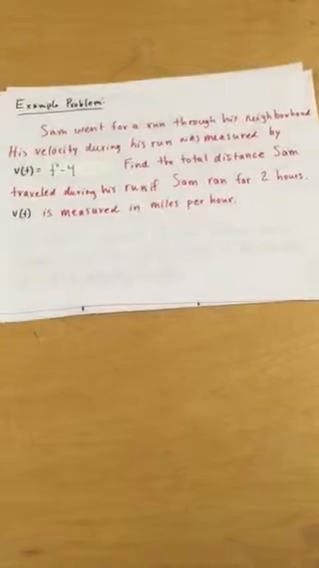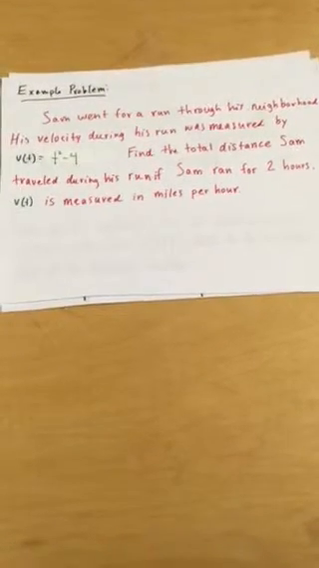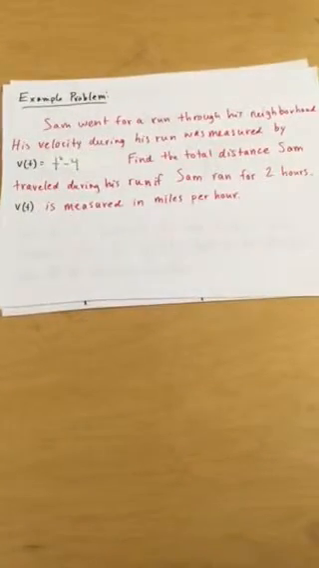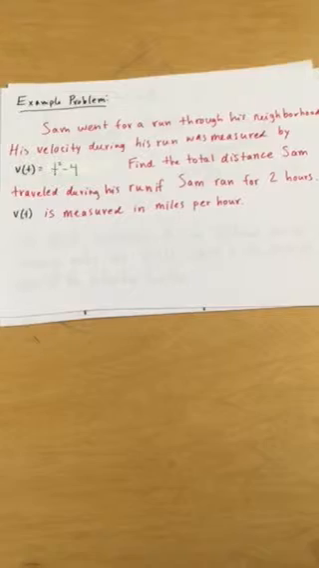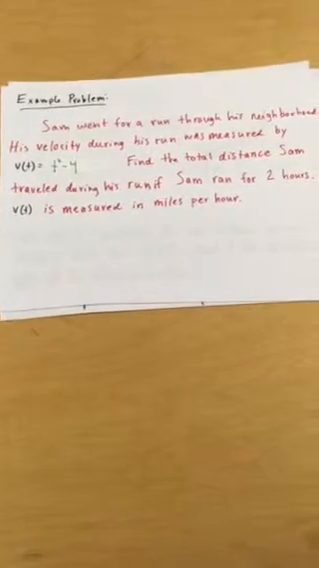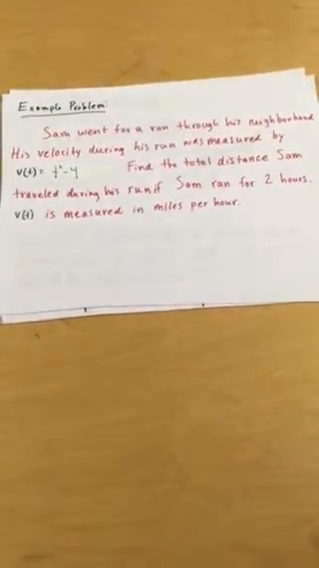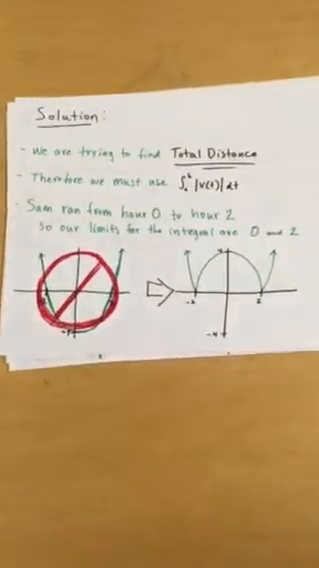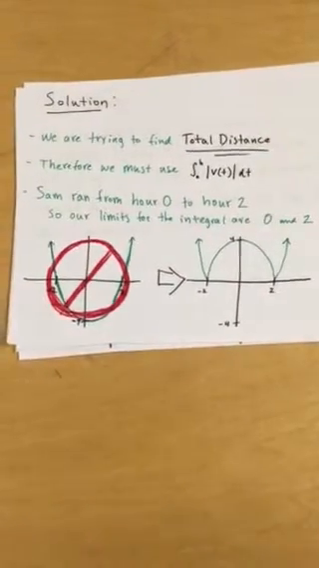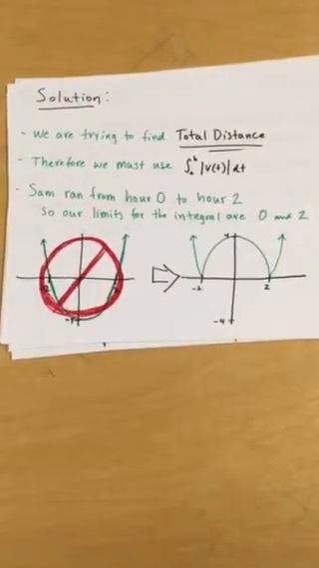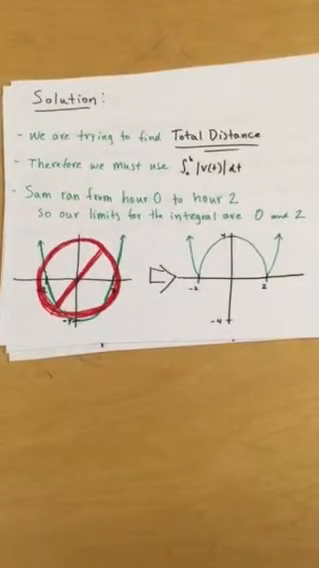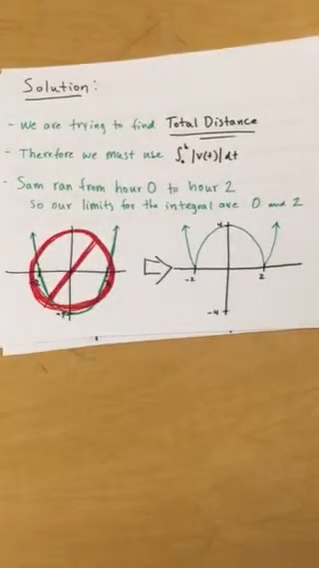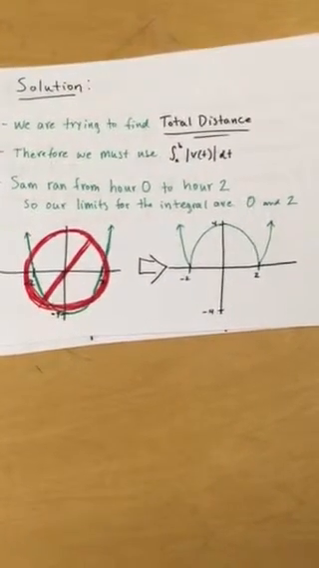For an example problem, Sam went for a run through his neighborhood. His velocity during his run was measured by v of t equals t squared minus 4. Find the total distance Sam traveled during his run, if Sam ran for 2 hours and v of t is measured in miles per hour. So for this problem, we're trying to find the total distance that Sam traveled. Therefore, we must use the integral from a to b of the absolute value of v of t dt. Sam ran from hour 0 to hour 2, so our limits in the integral are 0 and 2.